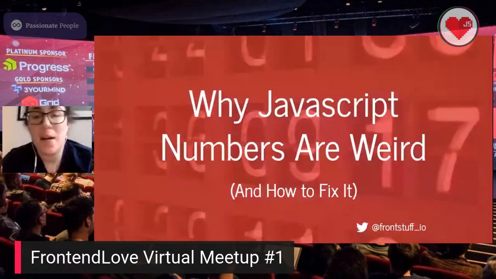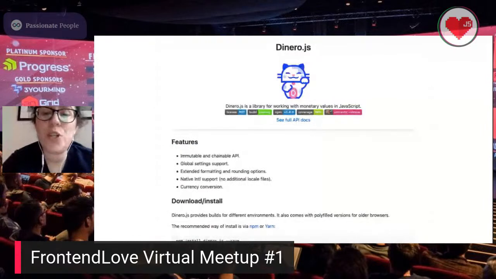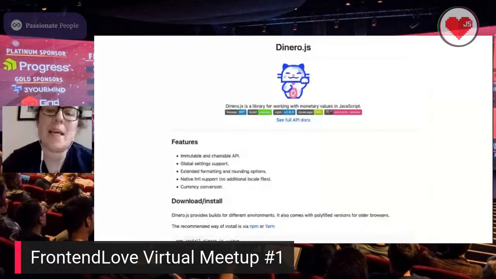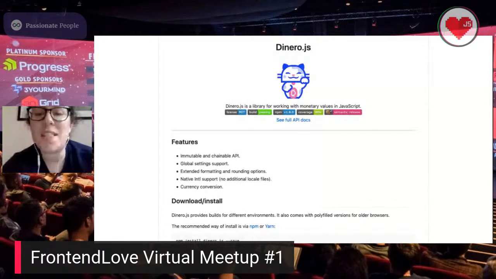So my name is Sarah. I work at Algolia and I love numbers. I love them so much that 2 years ago, I started working on Dinero.js. And so Dinero.js is my biggest open source project to this day. It's a library that handles money in JavaScript. It's a little bit like Moment, but for money. And when you start dealing with money, you need to understand a huge deal about numbers.